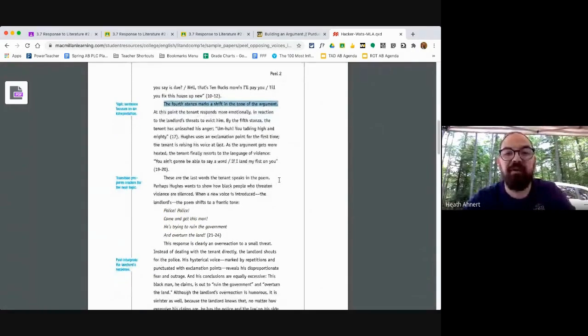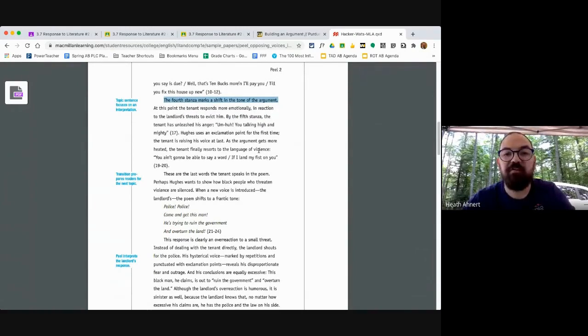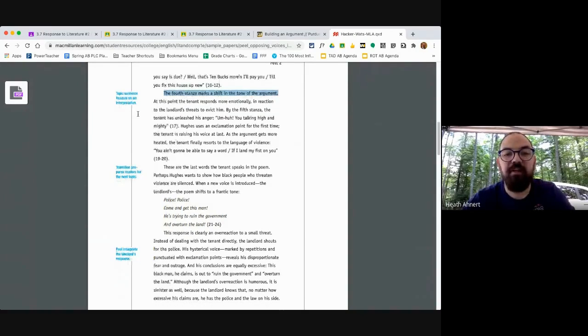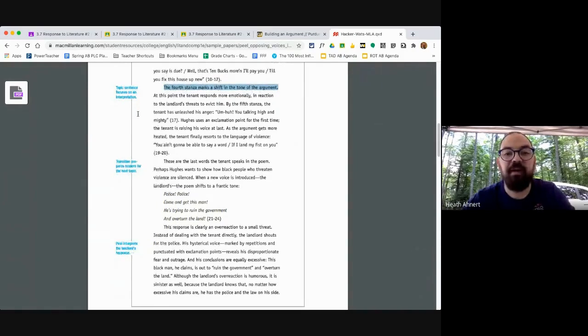The fourth stanza marks a shift in the tone of the argument. At this point, the tenant responds more emotionally in reaction to the landlord's threats to evict him. By the fifth stanza, the tenant has unleashed his anger. You talking high and mighty. Hughes uses an exclamation point for the first time.